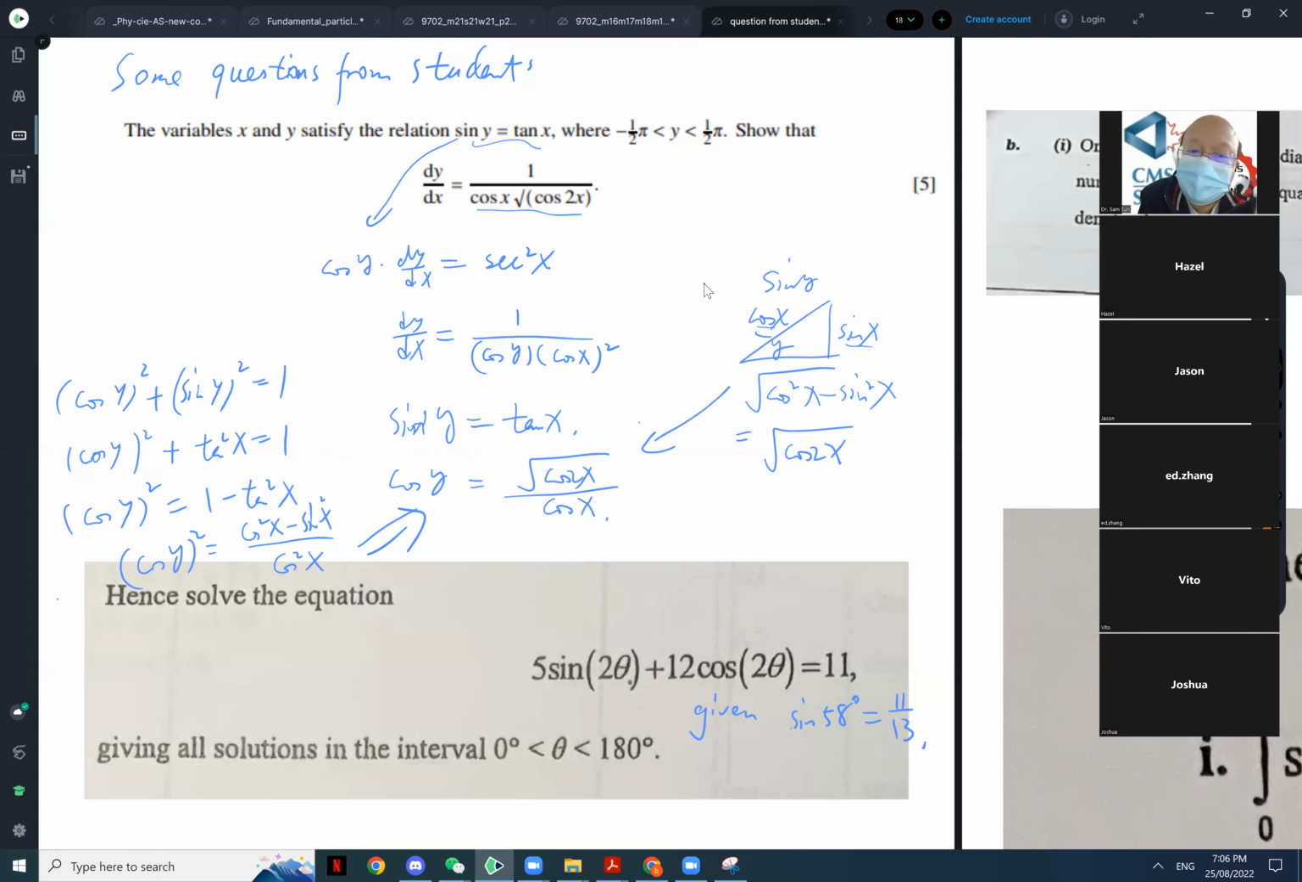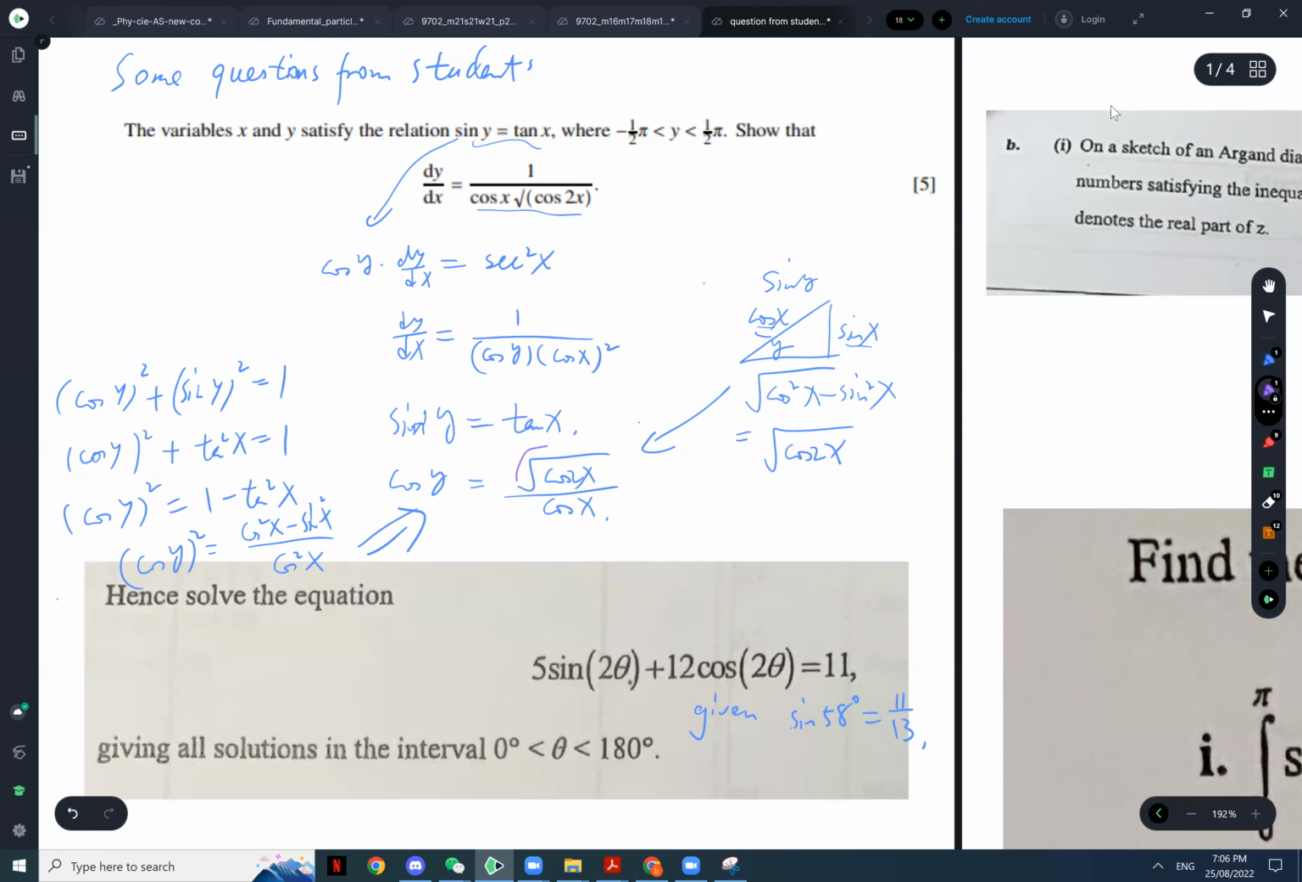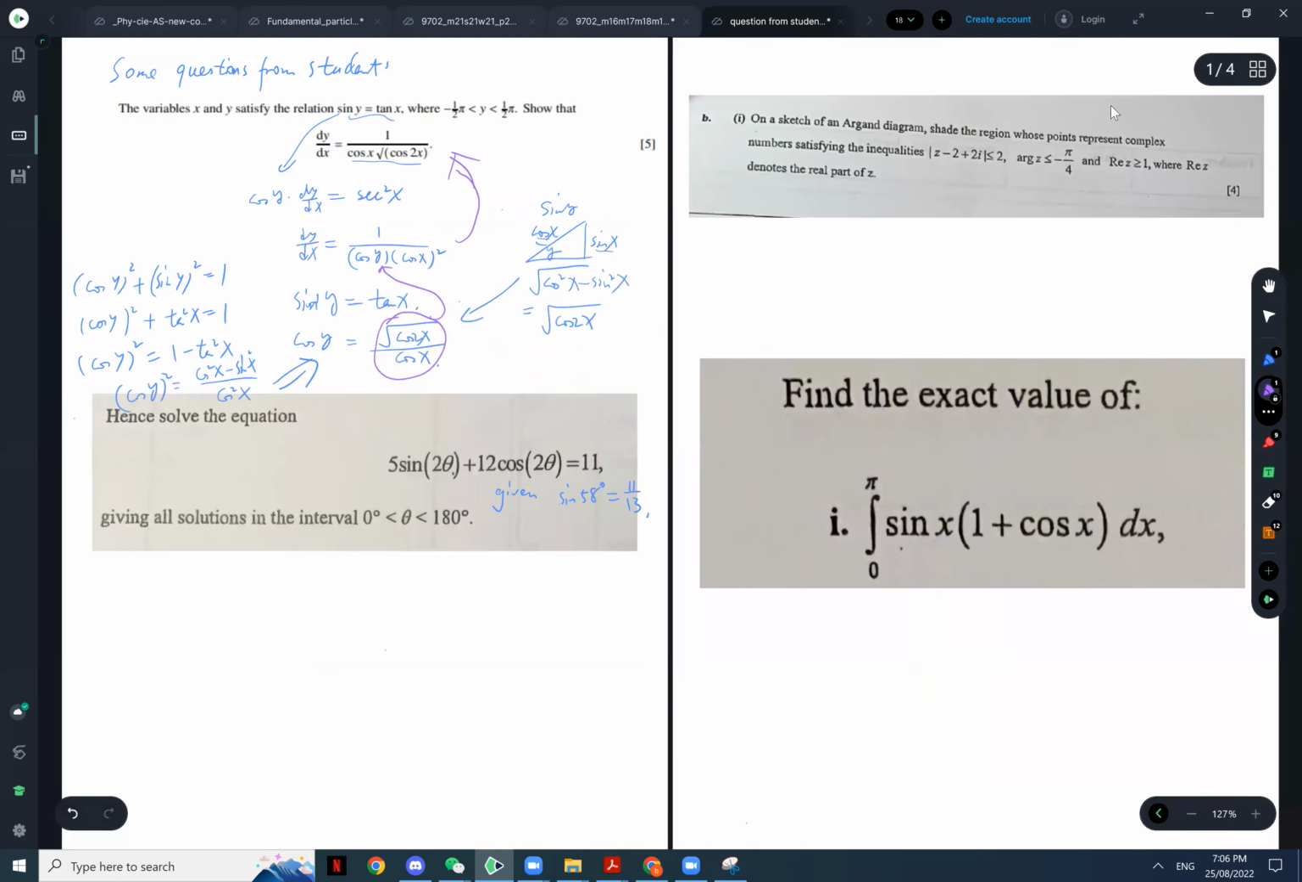Okay, sub into the equation. Sub into here. We finish the proof, just equals this. Okay, guys, that's this question. This question makes the differentiation implicit and uses the identity. Okay? Next one here.